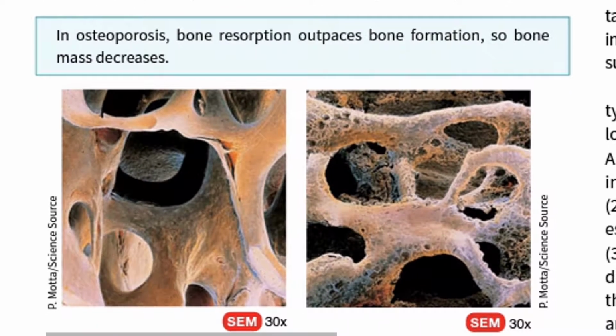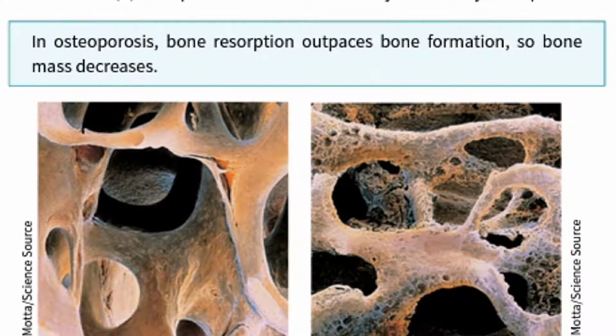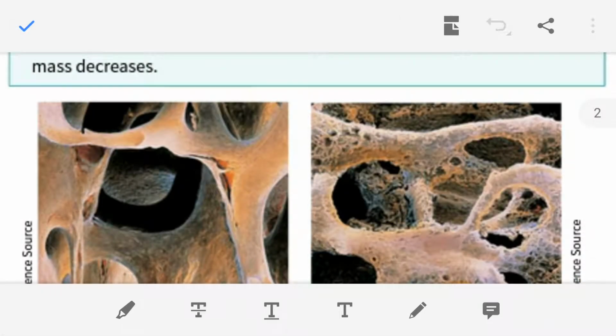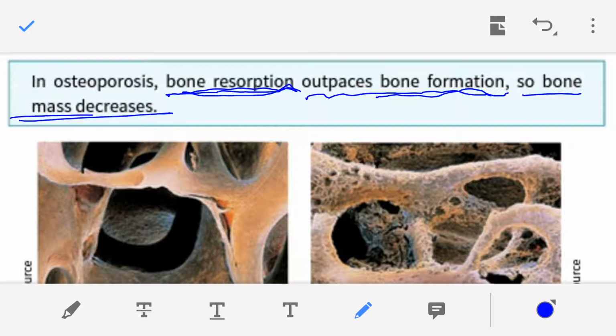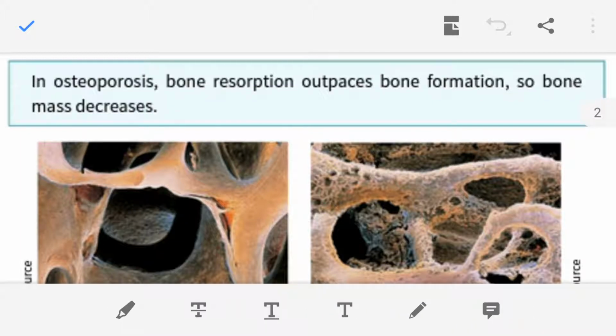Now in this bracket, as you can read this information, see what happens in osteoporosis. In osteoporosis, bone resorption outpaces bone formation. In other words, bone resorption takes place more quickly than bone formation. Due to that, as bone resorption is occurring more in the bone, bone mass decreases in osteoporosis.